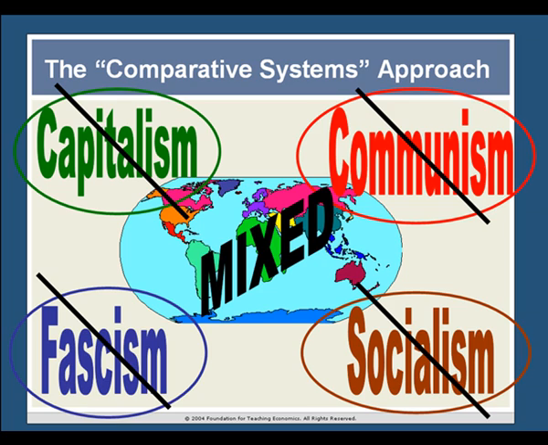In the complexity of the 21st century, the dividing line between systems grows ever more blurry. In addition to U.S. capitalism, we hear references to Chinese capitalism, Western European capitalism, the capitalism of the former Soviet republics, and even dictator-based capitalism in Africa.